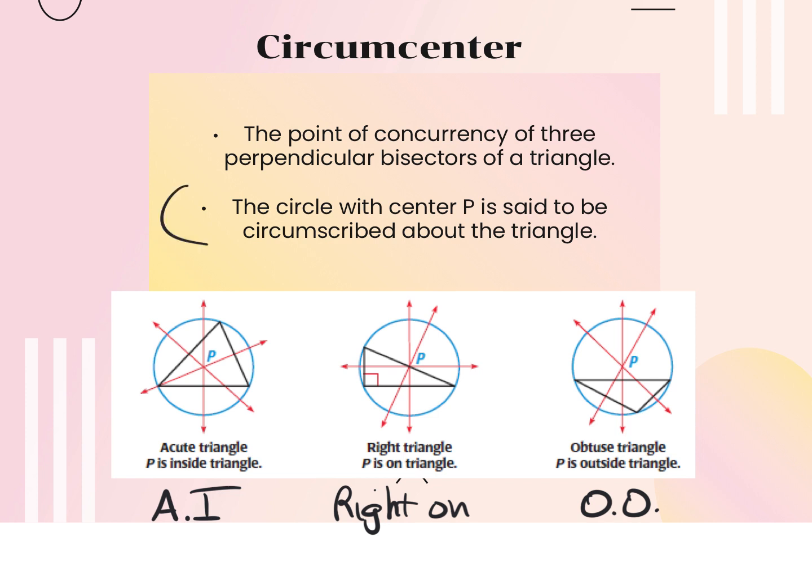The other bullet point on here is a vocabulary term, and that term is circumscribed. The circle with center P is said to be circumscribed about the triangle. In other words, if you look at the picture, the circle is pictured outside of the triangle. When we're trying to find this point of concurrency, this circumcenter, we're going to find the midpoint of a side of the triangle, and then draw in the perpendicular bisector. We'll do that for the three sides, and then find the point of intersection, which will be our circumcenter.